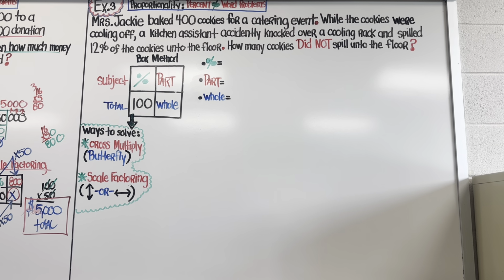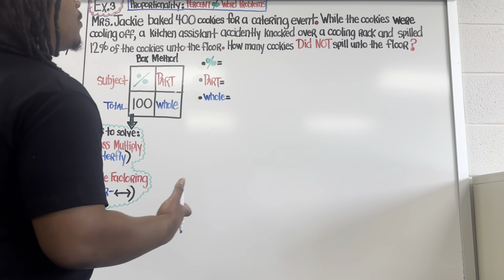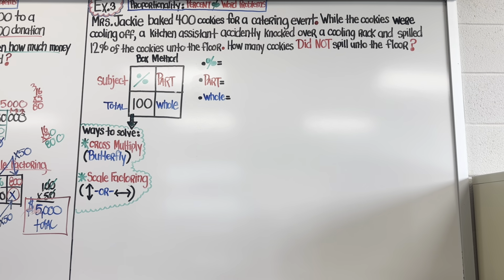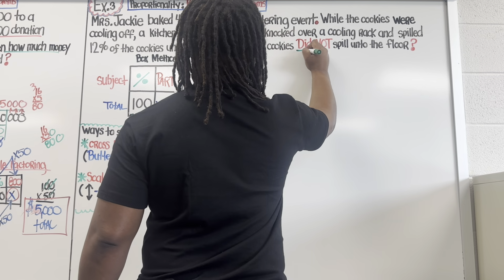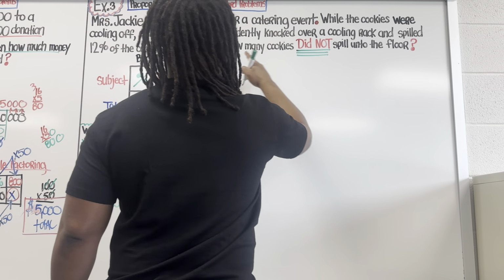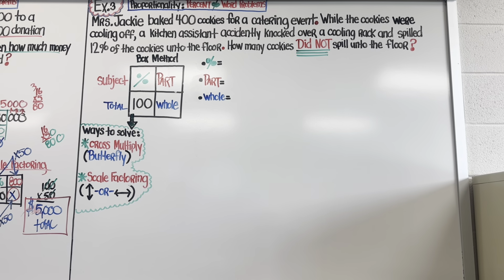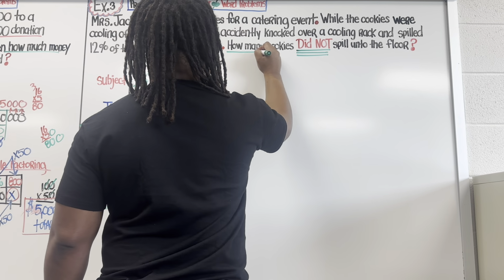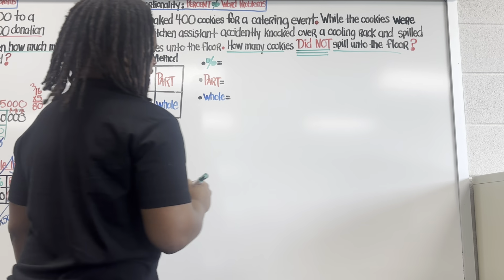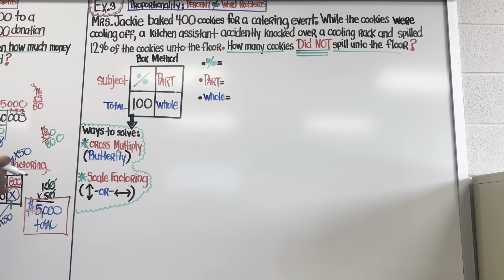So let's go ahead and read this problem. It says, Mrs. Jackie baked 400 cookies for a catering event. While the cookies were cooling off, a kitchen assistant accidentally knocked over a cooling rack and spilled 12% of the cookies onto the floor. How many cookies did not spill onto the floor? Let me really underline this. Okay? So the question is asking us how many cookies did not spill onto the floor, right? Okay, remember that, guys.